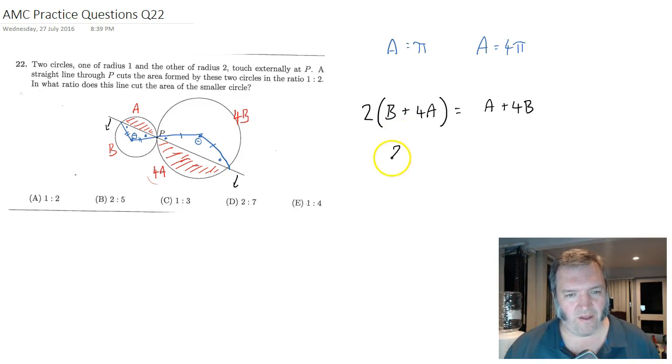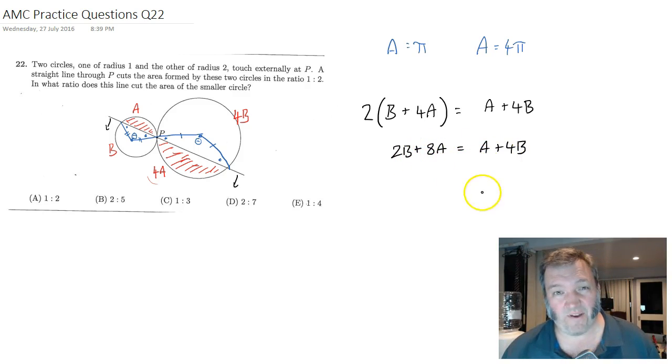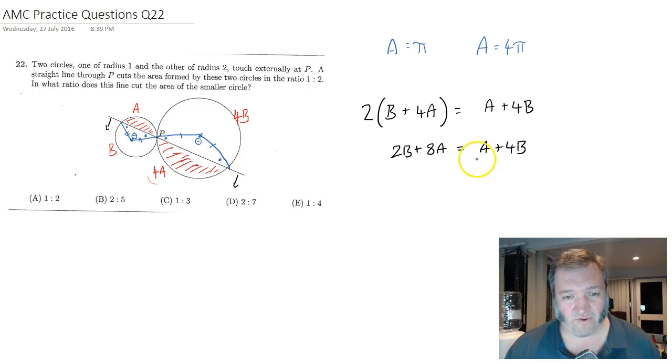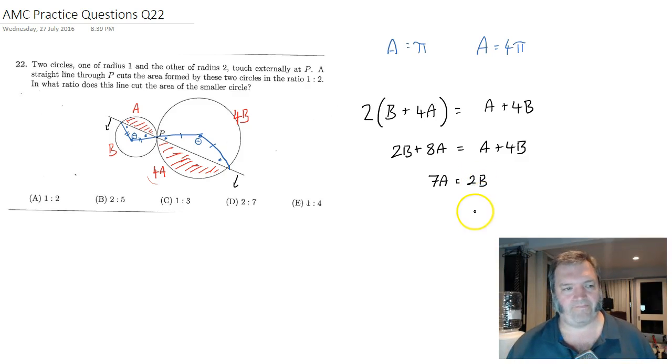So let's keep going. 2B plus 8A, expanding my bracket, is equal to A plus 4B. I'm going to collect all my A's on the left and all my B's on the right because that's going to keep everything positive, which makes it nice and easy. Subtracting A from each side, I've got 7A on the left. Subtracting 2B from each side, I've got 7 times A is equal to 2 times B.